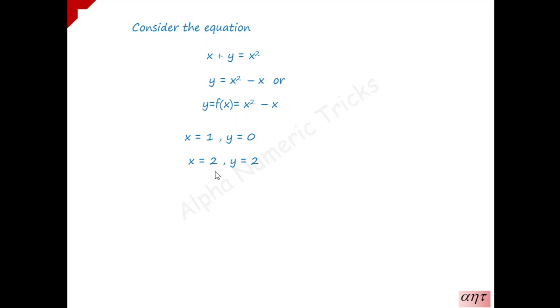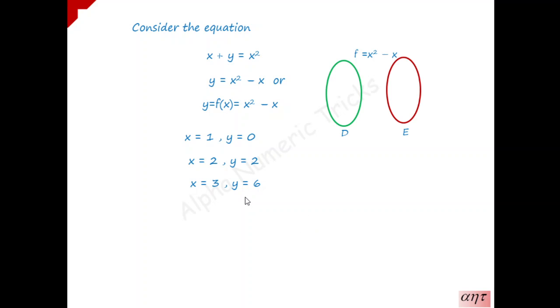When x is equal to 2, y is equal to 2 squared, which is 4. 4 minus 2 is 2, or f of 2 is equal to 2. And in the same way, when you substitute x is equal to 3 here, y is equal to 3 squared, which is 9. 9 minus 3 is 6. So y is equal to 6. When x is equal to 3, y or f of 3 is equal to 6.